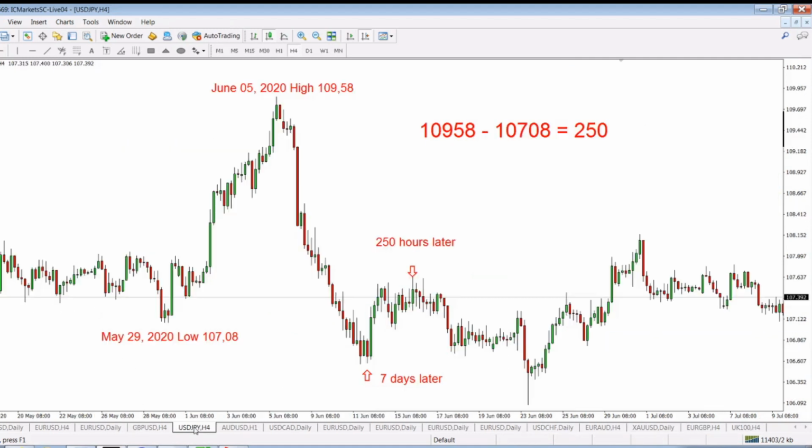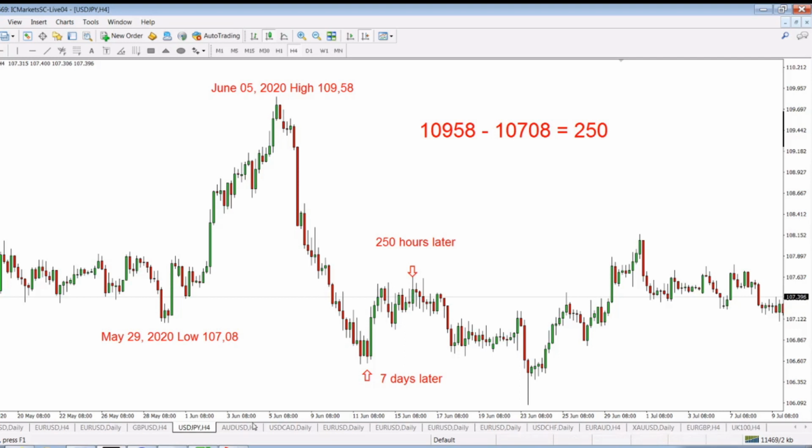Next one, USD/JPY, we've got the same story. May 29, 2020 low, 107.08. June 5th, 2020 high, 109.58. What happened? The difference between May 29 and June 5 is 7 days. Next 7 days we got the local bottom over here. But again, if we move the decimals from the values of high and low and subtract low from the high, we get 250. And 250 hours from this high, we got a local high over here.